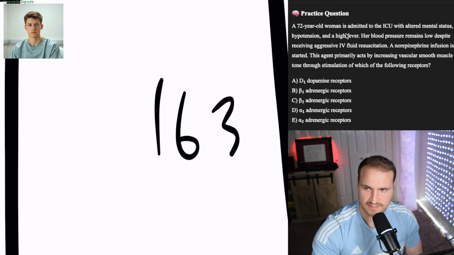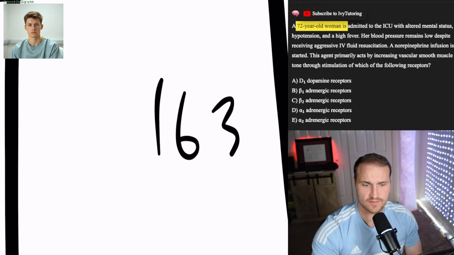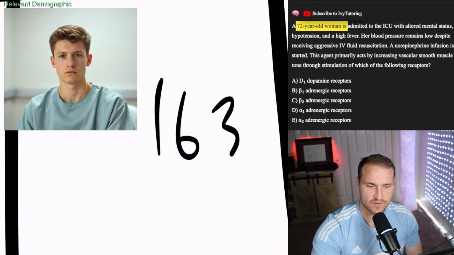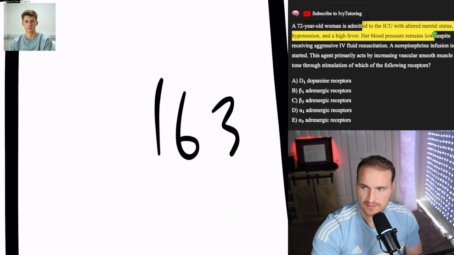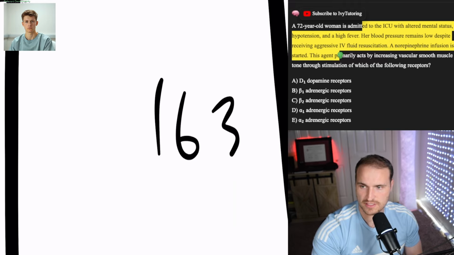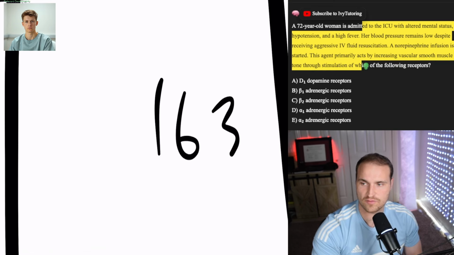All right, question 163. Here we have a 72-year-old woman, though it could be a young boy, an adolescent, as you can see here in this photo. Just want to make sure you're not super locked into this demographic. They are admitted to the ICU with altered mental status, hypotension, and high fever. Her blood pressure remains low despite receiving aggressive IV fluid resuscitation. A norepinephrine infusion is started. The agent primarily acts by increasing vascular smooth muscle tone through stimulation of what?